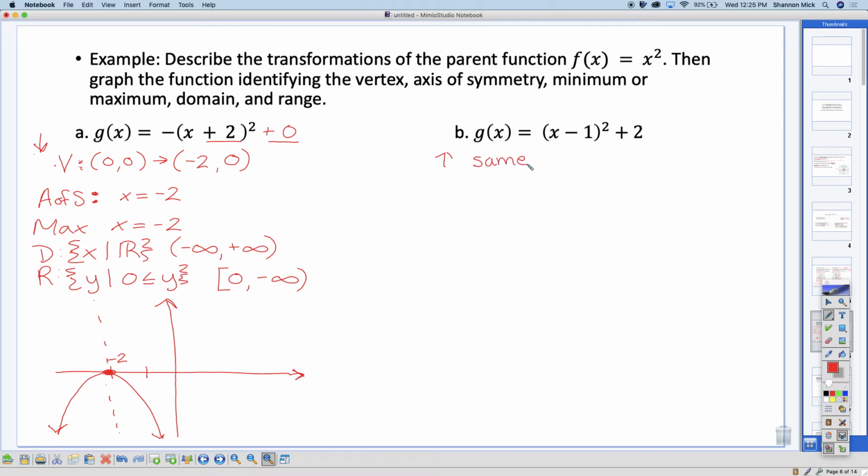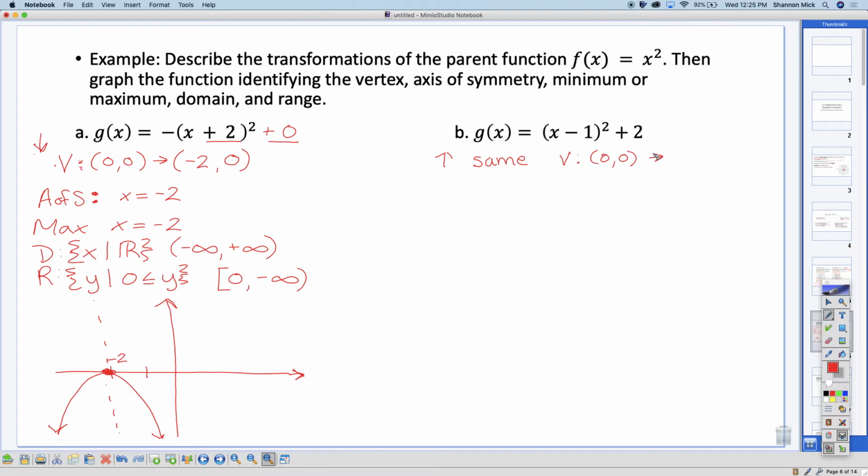So it's up, same, 0, 0, and we got 0, 0, which is the what? What part of the graph is it? It's right here. What's this called? The vertex. So I put a V, right? Okay, so vertex was 0, 0.